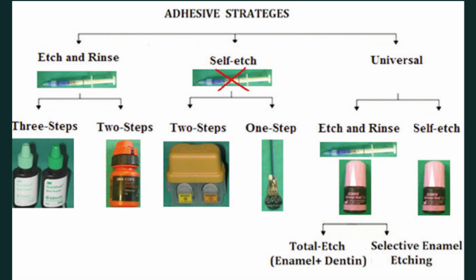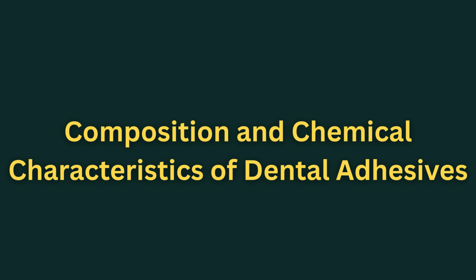Contemporary adhesives can be categorized according to their bonding strategy into three principal approaches: etch-and-rinse adhesives, self-etch adhesives, and glass ionomer-based or resin-modified glass ionomer adhesives. More recently, universal, multi-mode adhesive systems have been introduced, allowing clinicians to apply the same adhesive using different bonding strategies depending on the clinical situation.